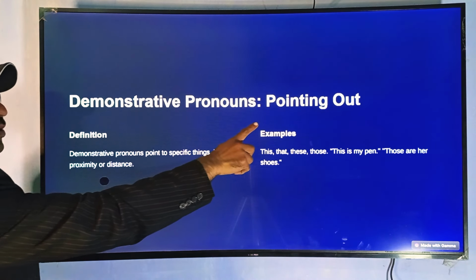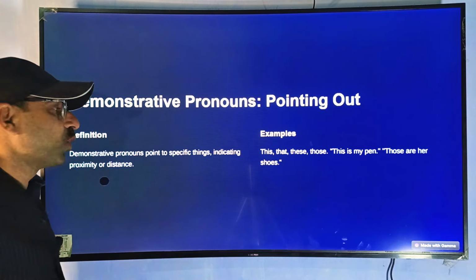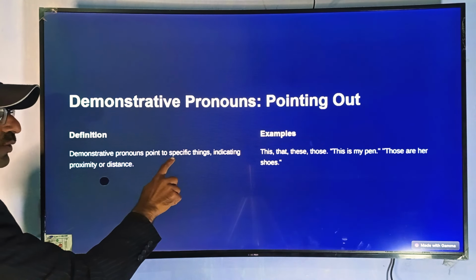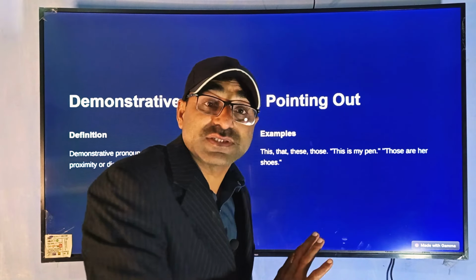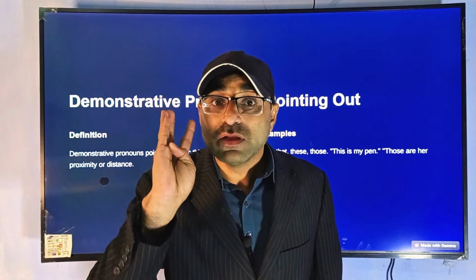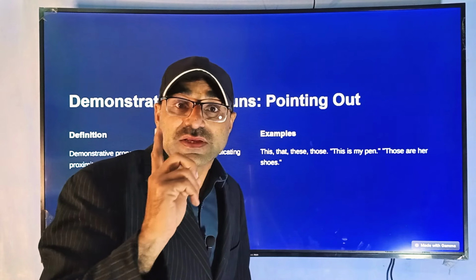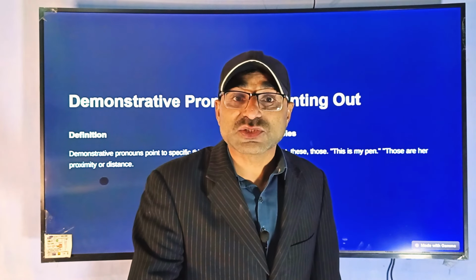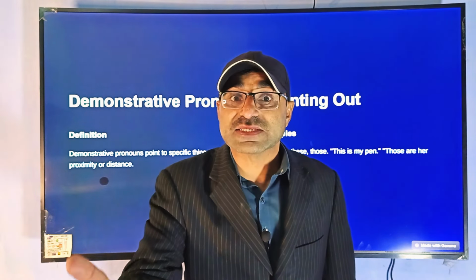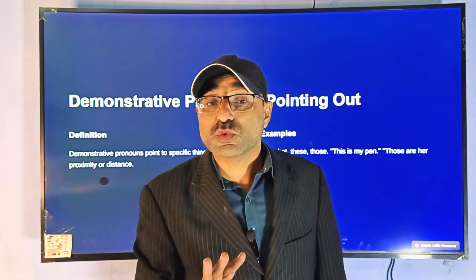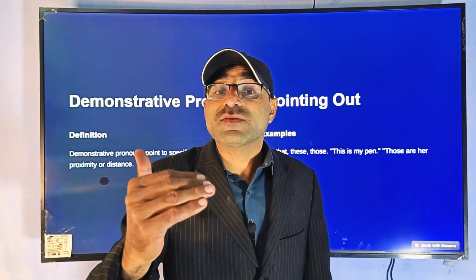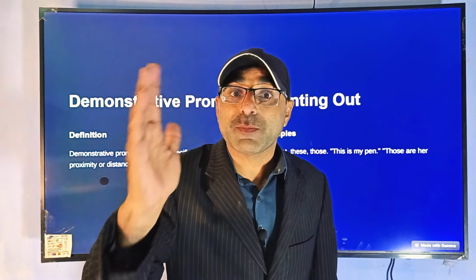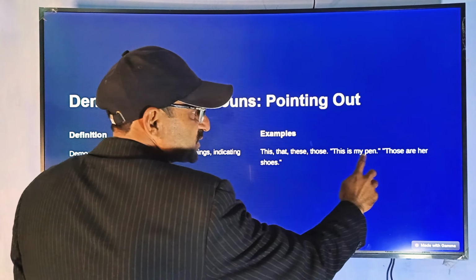Another type is the demonstrative pronoun, pointing out. Demonstrative means pointing out. Demonstrative pronouns point to specific things, indicating proximity or distance: this, that, these, those. There are four types of demonstrative pronouns. This is used for a single near thing. That is used for one thing far away. These is used for more than one near, and those is used for more than one away from the body.